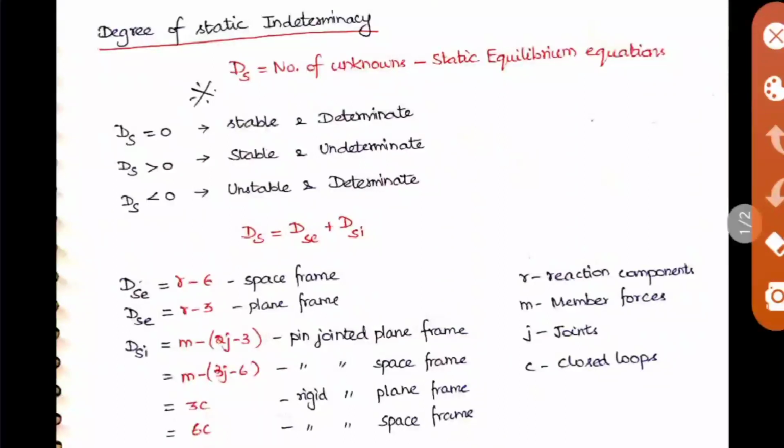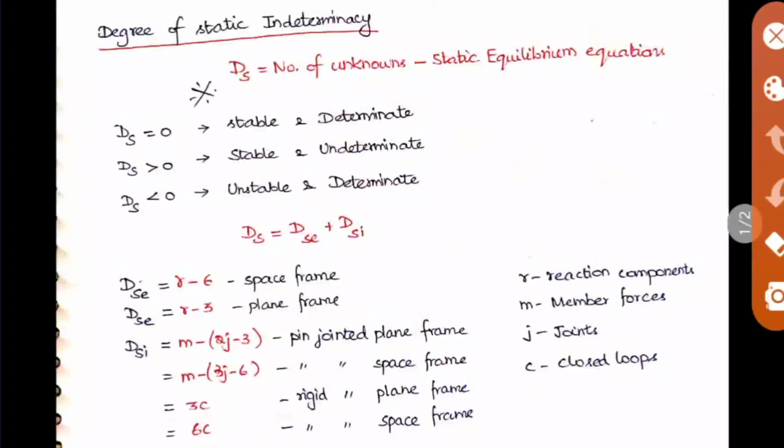First let us see the formula: degree of static indeterminacy is equal to number of unknowns minus static equilibrium equations. The unknowns are the reactions at the different supports. In a fixed support there will be some reactions, in a hinged support there will be some reactions, so based on that it is the number of reactions here. And the static equilibrium equations we know already: for a plane frame it is 3 and for a space frame it is 6.